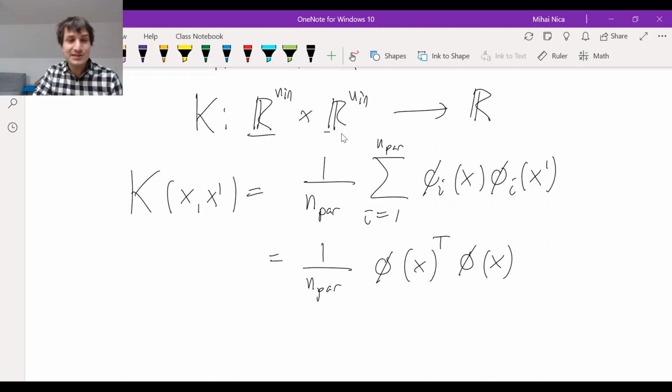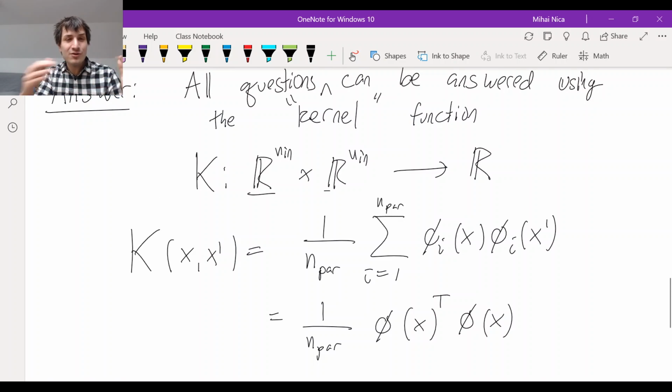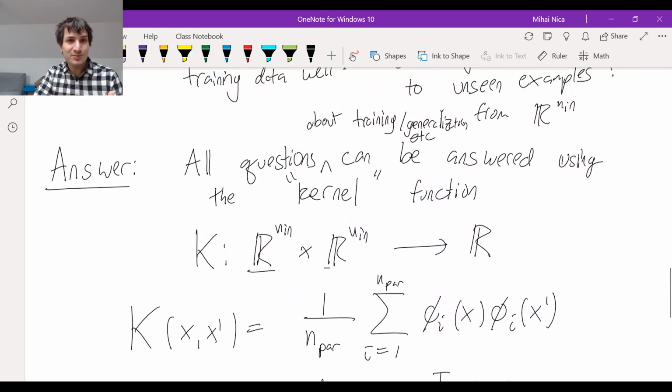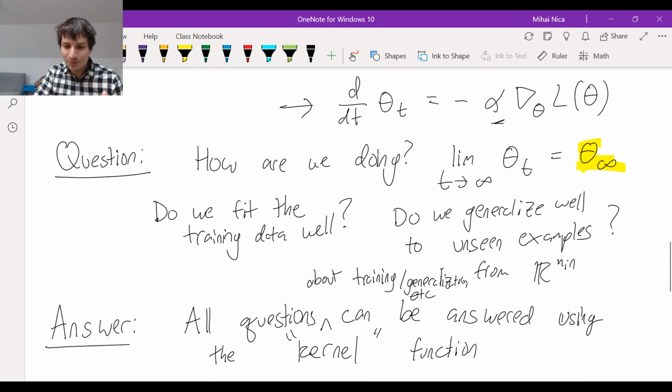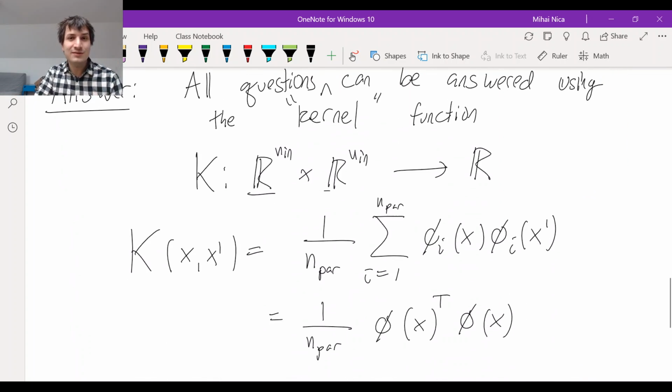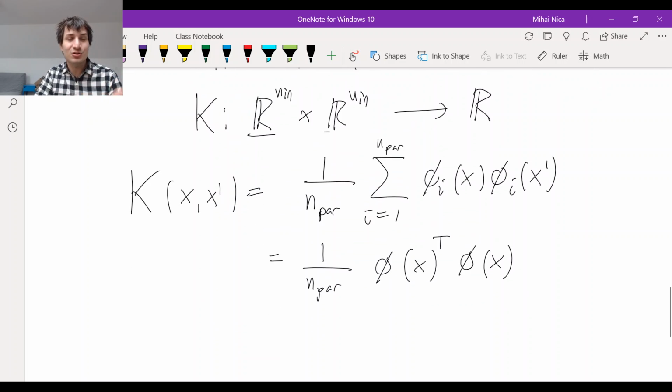This kernel has two inputs, and it turns out that everything under the sun can be answered about this model in terms of just this kernel k. So even though there are a lot of moving parts in the model, the only thing that matters at the end of the day is this kernel k. And I'll say one other thing. There's this nice factor of 1 over n par. We're adding up n par things and dividing by n par. That's an average.